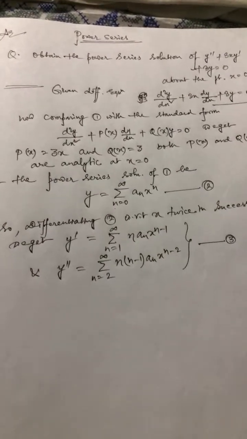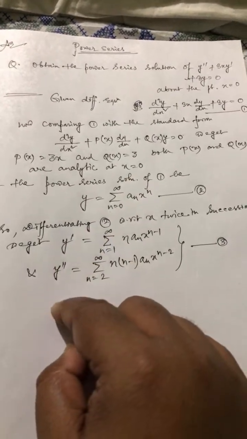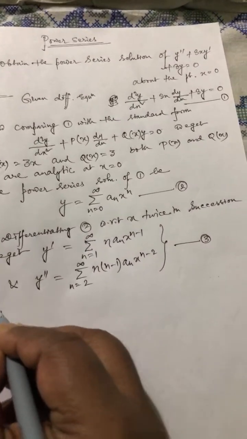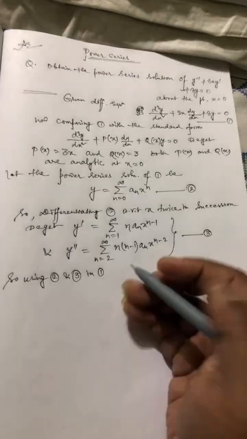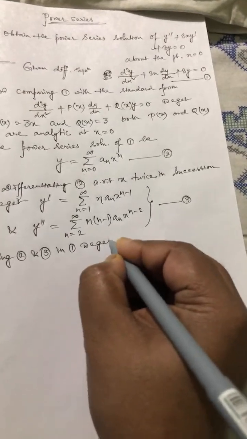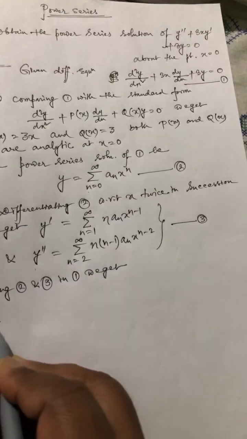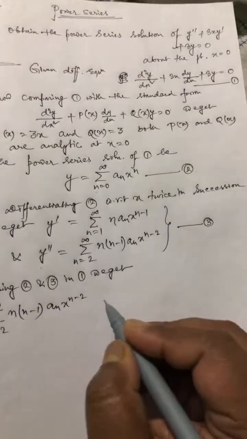I hope you can see all these equations clearly, and my voice is also clear for all of you. Now we need to consider these expressions of y, y dash and y double dash in the main equation, that is equation number 1. So using 2 and 3 in 1 we get, first expression d2y/dx2, that means y double dash: summation n equals 2 to infinity n into n minus 1 a n x to the power n minus 2.